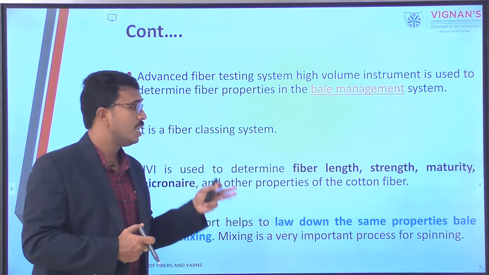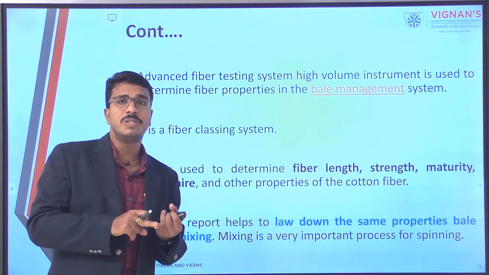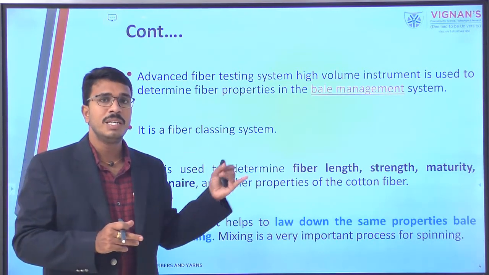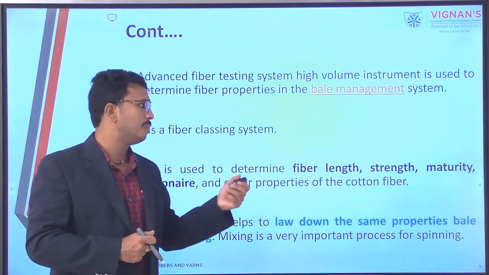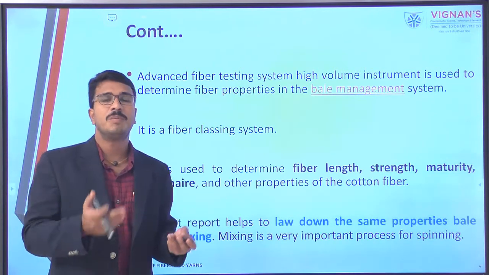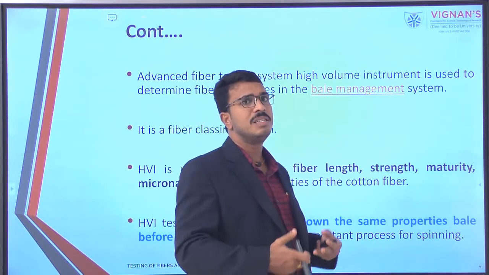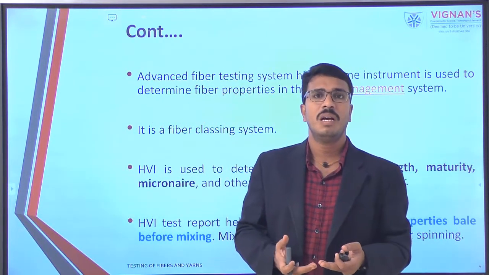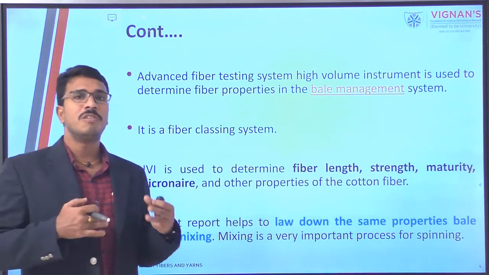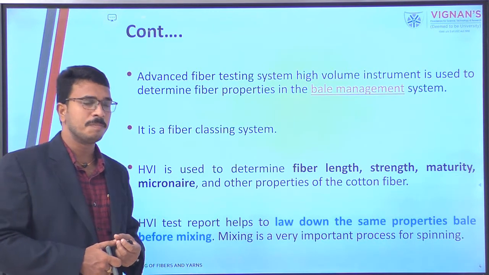HVI is used to determine the fiber length, fiber strength, in the sense not the single fiber strength, just like Instron. Here it is going to measure the bundle fiber strength, and maturity and Micronaire and other properties of cotton fiber, say for example color, that is reflectance and yellowness of the sample. Okay, trash content coverage. Likewise, these sorts of parameters can be measured by using this high value instrument.